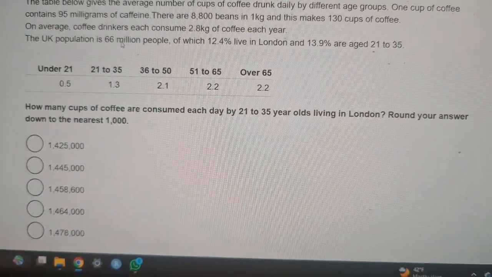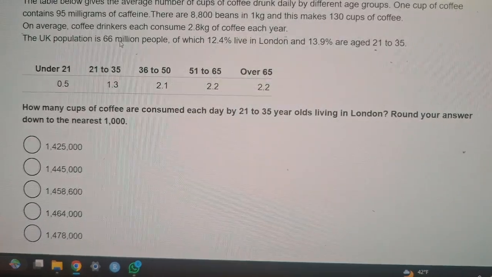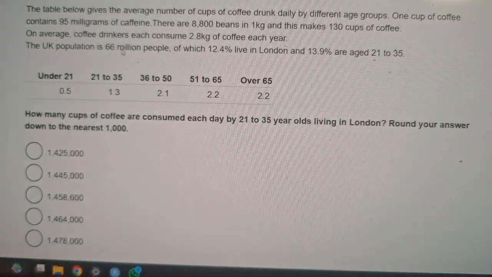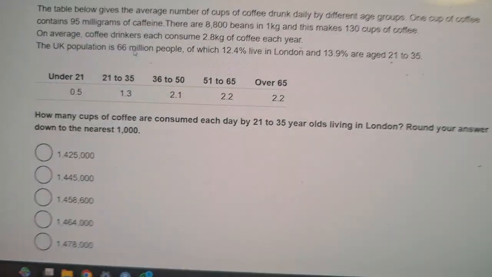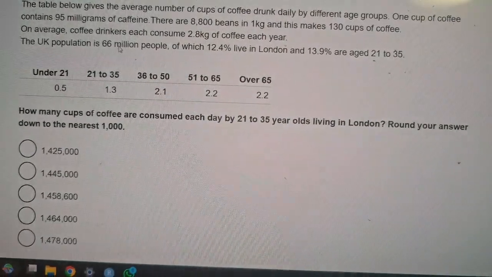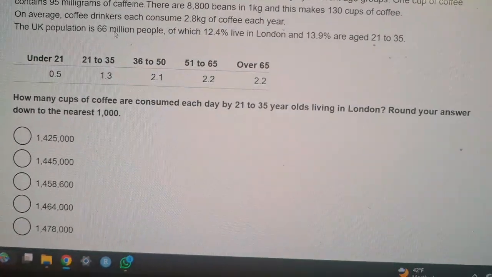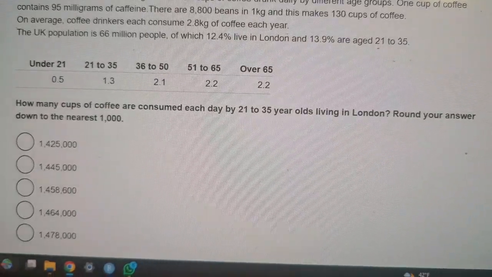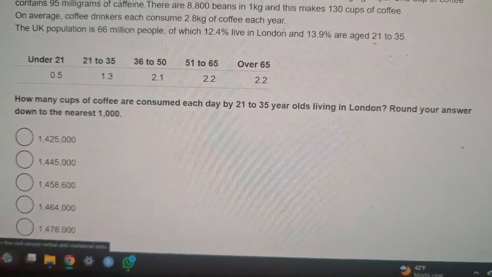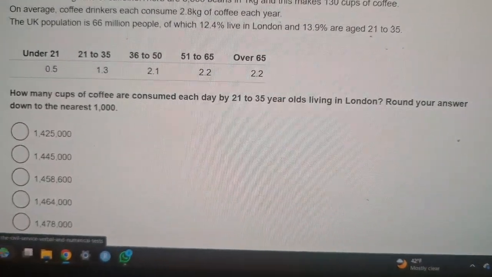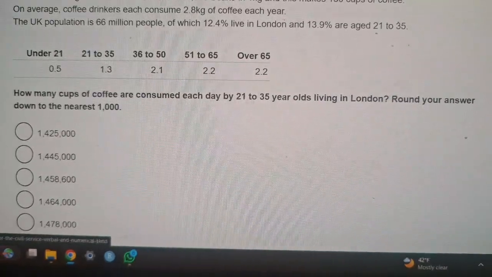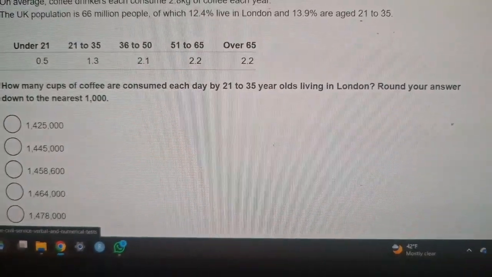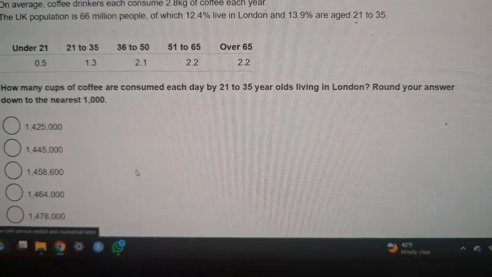So 66 million times 12.4% to get the population of London, which you didn't even need to know. You can just Google that, you don't need to calculate it. And then you times that by 39% to get the number of 21 to 35-year-olds. And then you times the 21 to 35-year-olds by the number of coffee drinkers, 1.3. That'll get you around about 1,478. This one here.